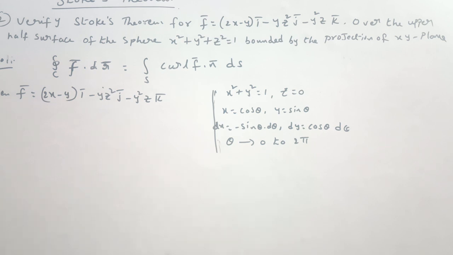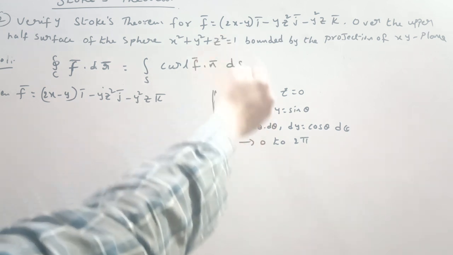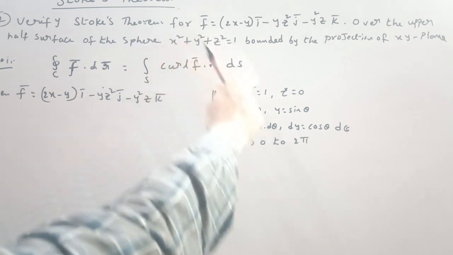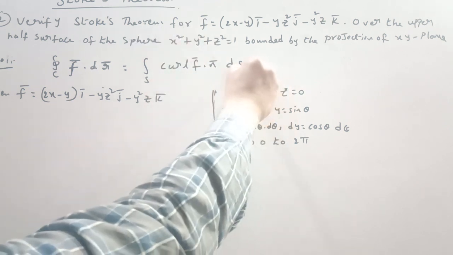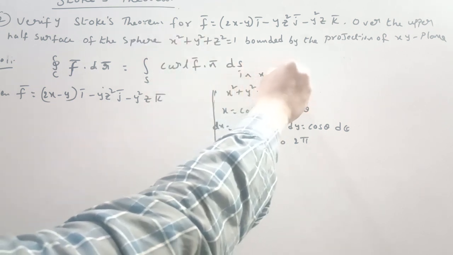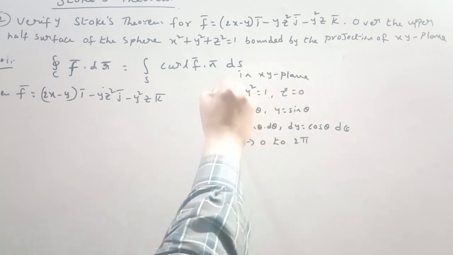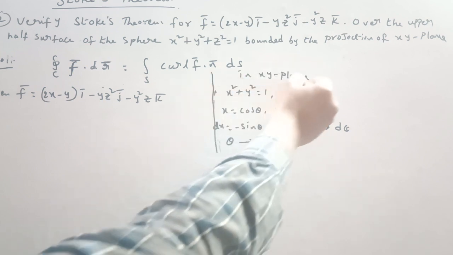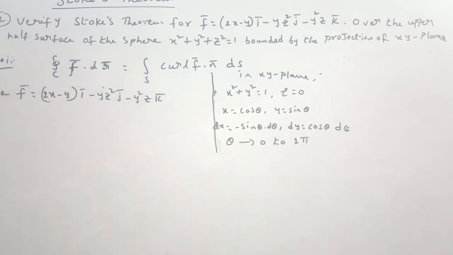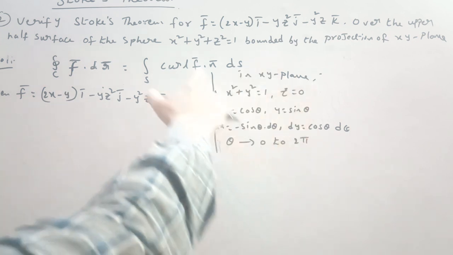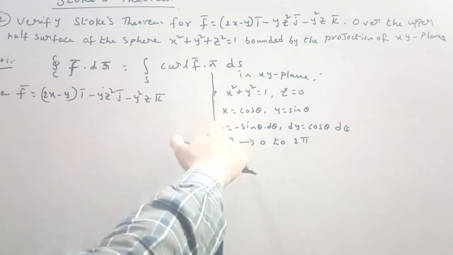The boundary C of S is a circle in the xy plane. In the xy plane, z is equal to 0. So substitute z is equal to 0. What do I get here? x square plus y square is equal to 1 and z is equal to 0 in the xy plane. Correct? So I get x square plus y square is equal to 1, z is equal to 0, like the previous problem only.